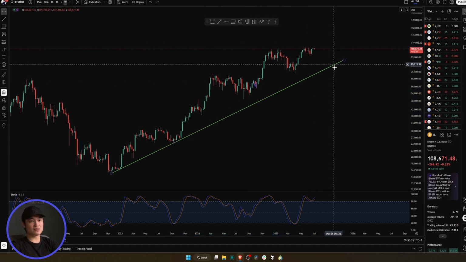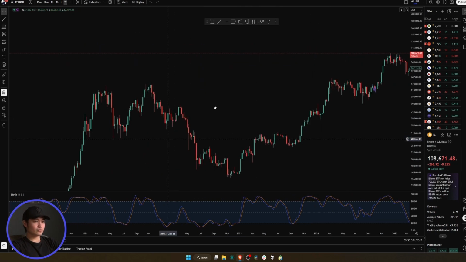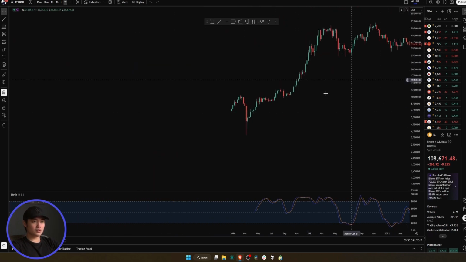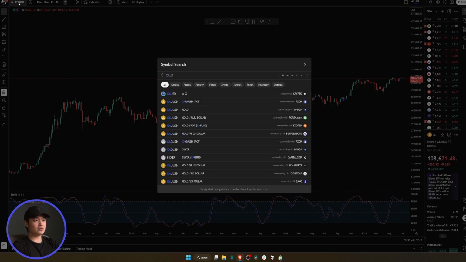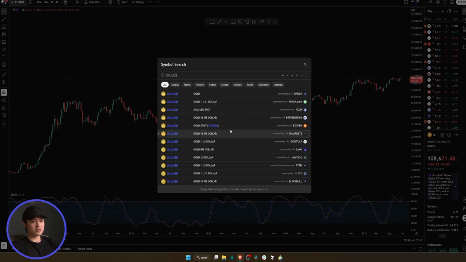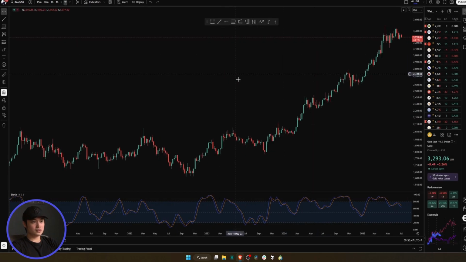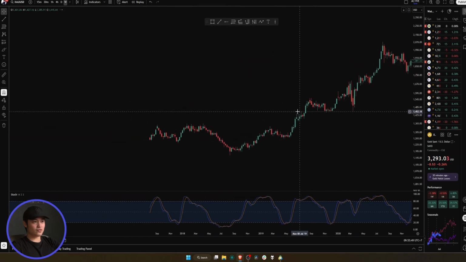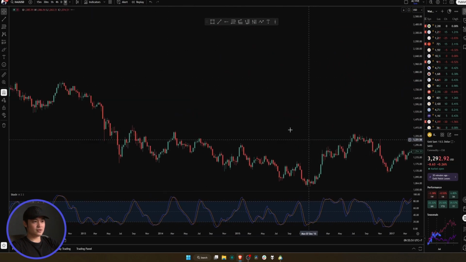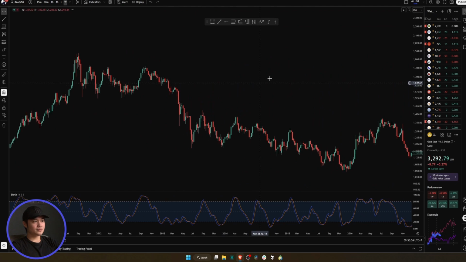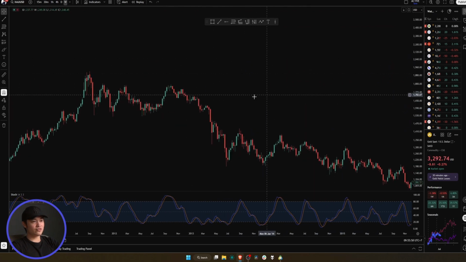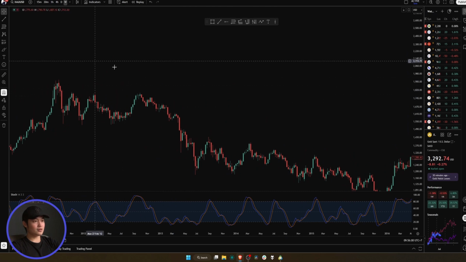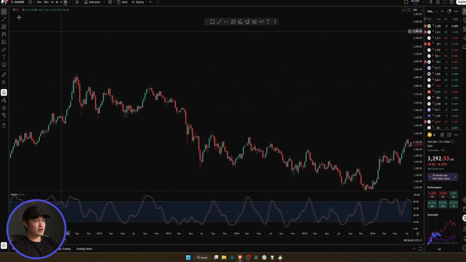Okay, now let's go to the bearish setup. Let's check for the bearish setup. Okay, let's move to another pair, which is gold. Let's do gold. Let's look for the bearish setup here. Okay, here you are. Okay, let's move from here. This is the bearish setup on gold.